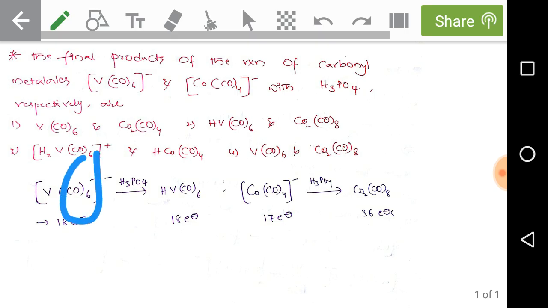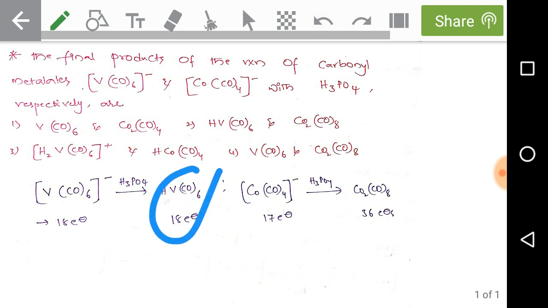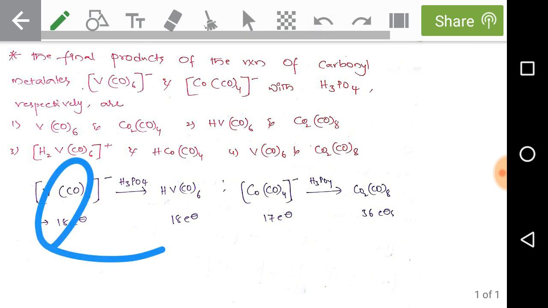And from 6 CO ligands, each CO ligand contributes 2 electrons, so 6 into 2, 12 electrons. So 12 plus 6, total 18 electrons. That's why whenever we add phosphoric acid, it simply takes a proton from that protic acid. We know that H3PO4 is a protic acid, so it donates its H+, and here is the final product, which also has 18 electrons. We have total 18 electrons in this reaction.